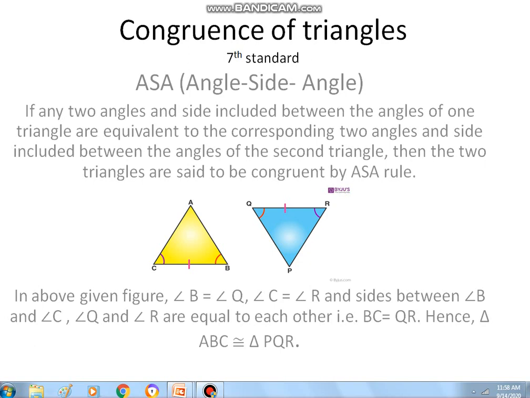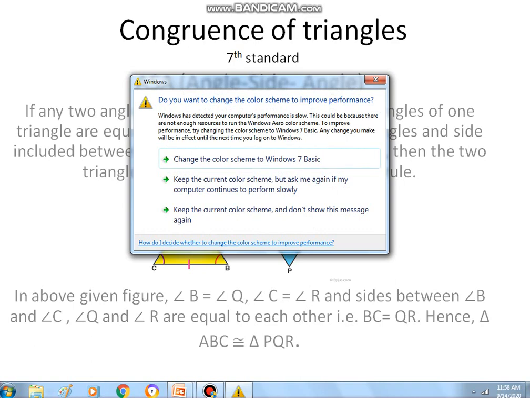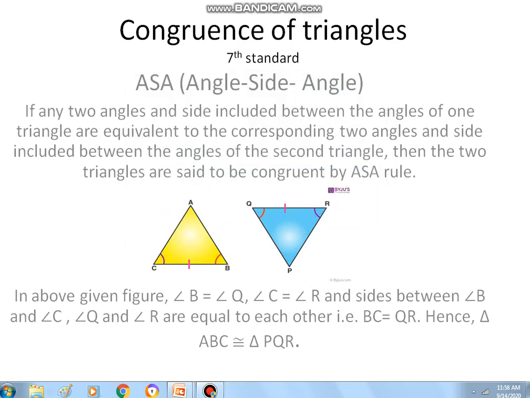Here ASA congruency means two angles and one side of one triangle should be equal to two angles and one side of the other triangle, then those two triangles are equal. That means they are congruent to each other, and that congruency is called the ASA congruency.